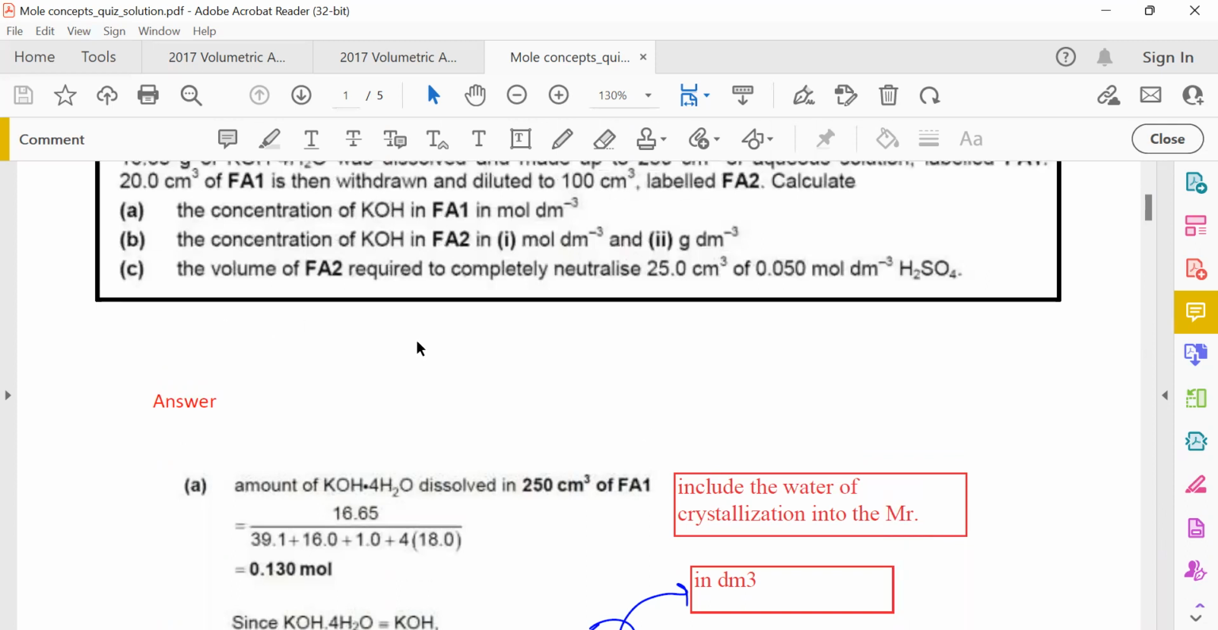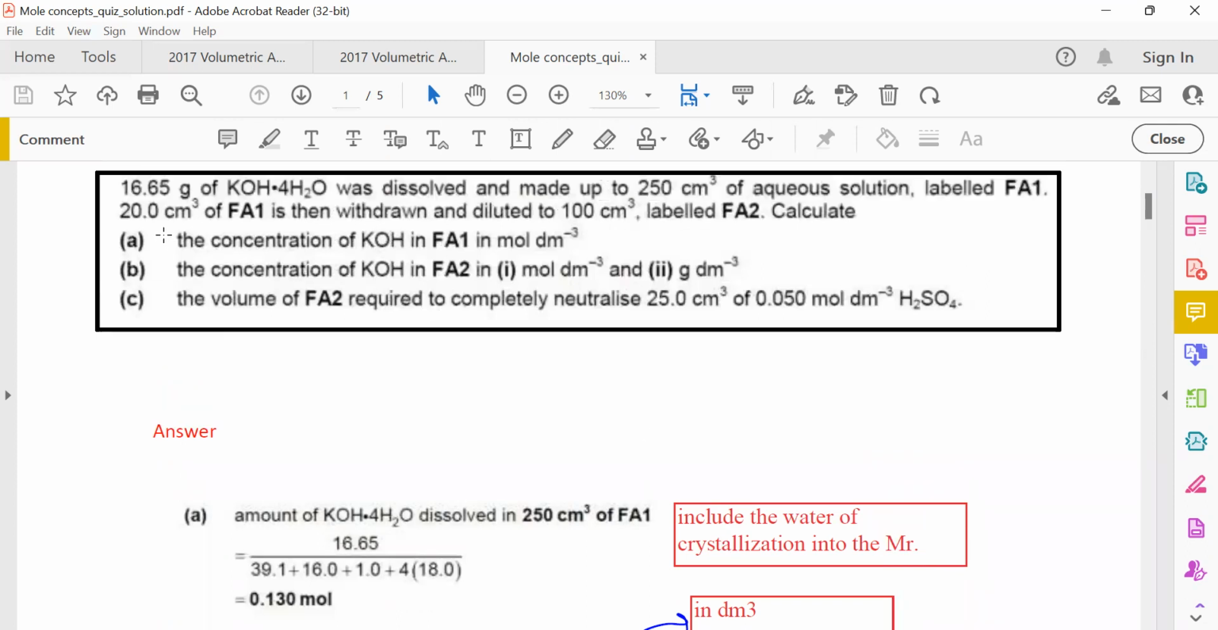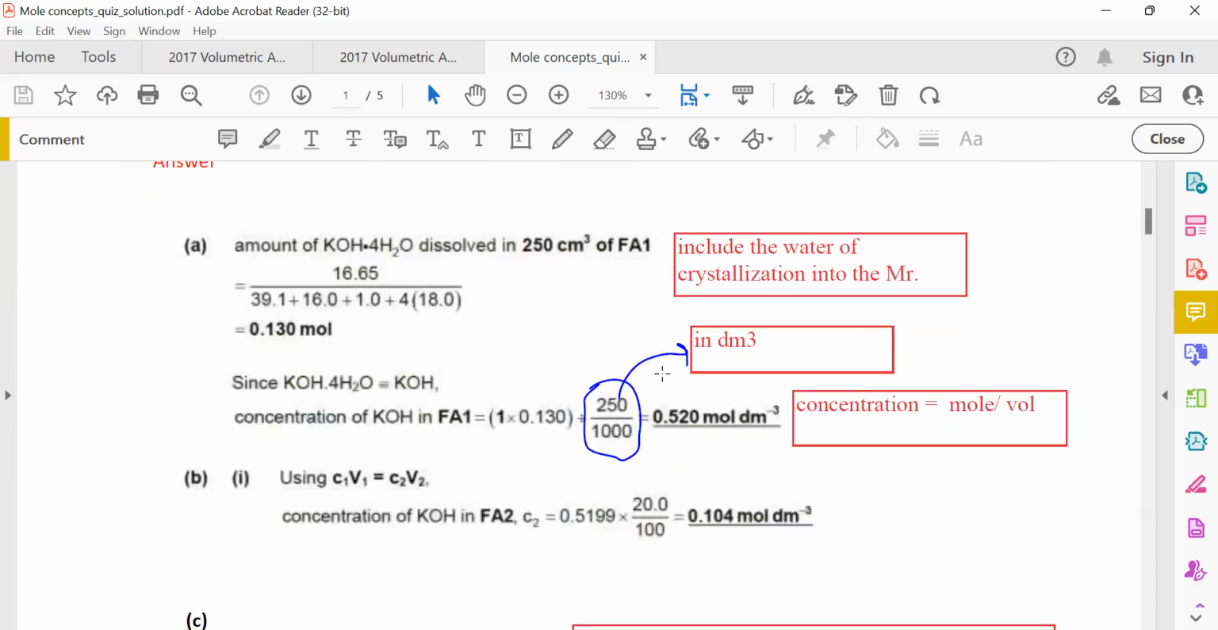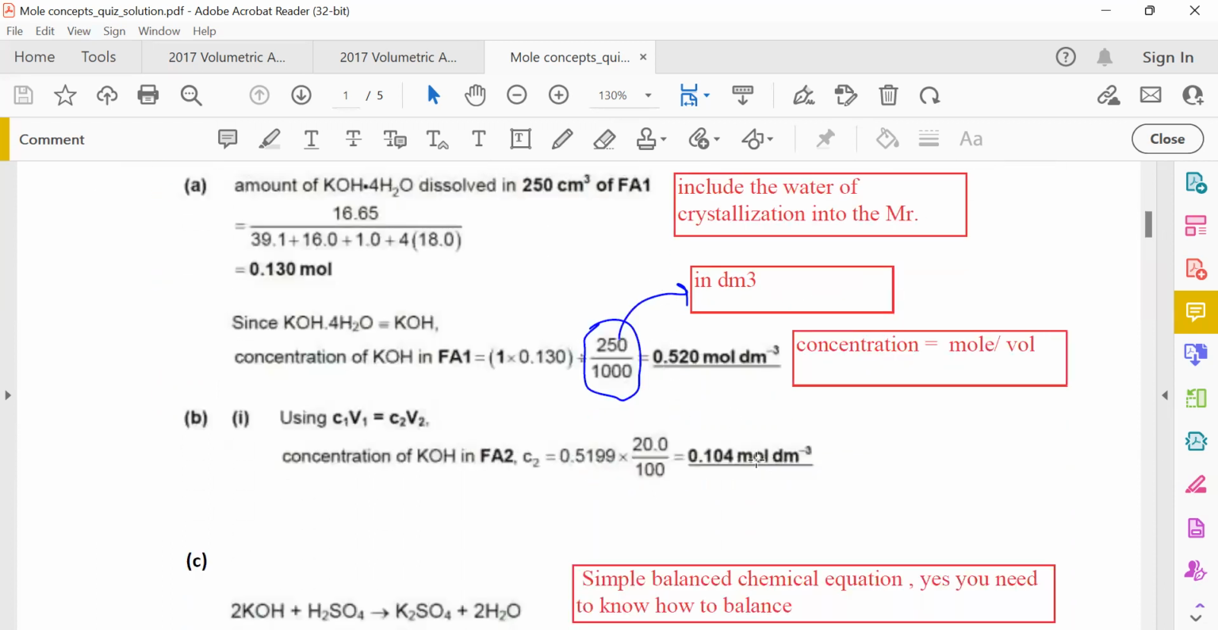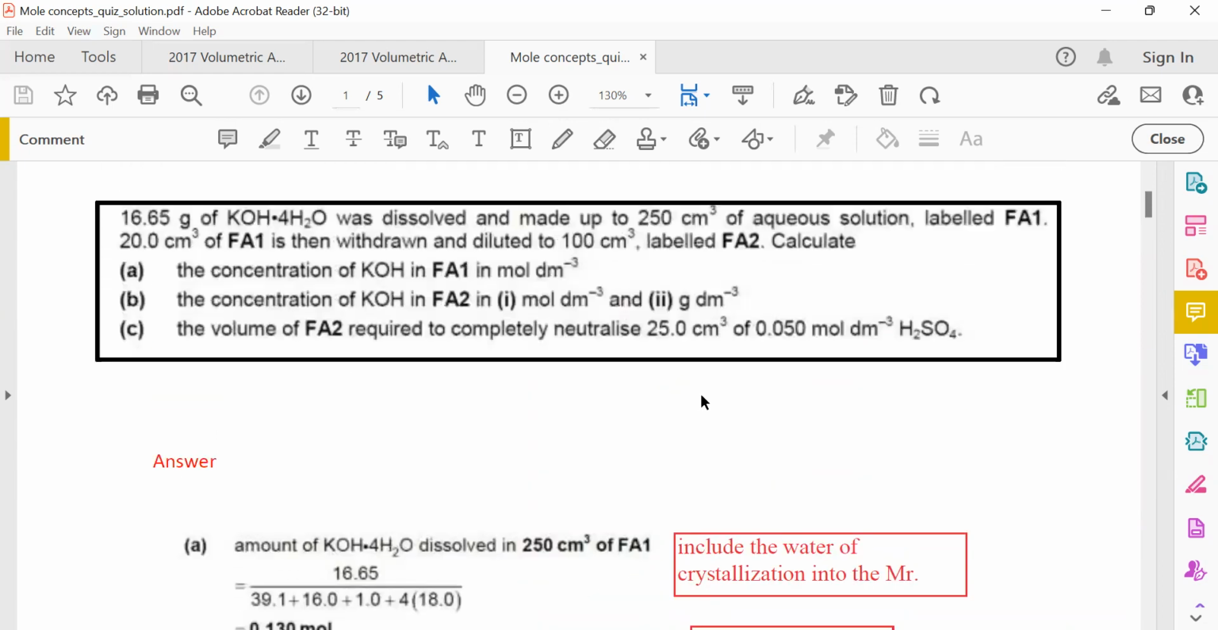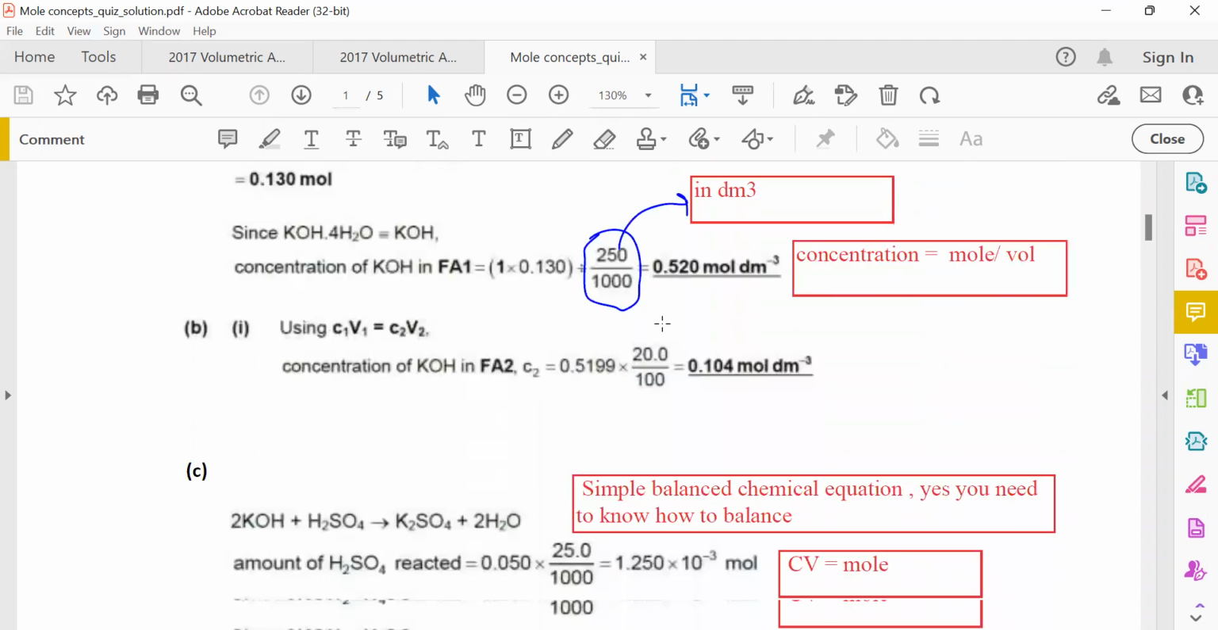Let's go through part B. Basically, in part B, you do a dilution, and the dilution is a 5 times dilution. In this case, you are supposed to calculate the new concentration. Since it's a 5 times dilution, you can just divide by 5. How do I know it's a 5 times dilution? Because you can see that you have converted the volume from 20 to 100. So that's a 5 times dilution.